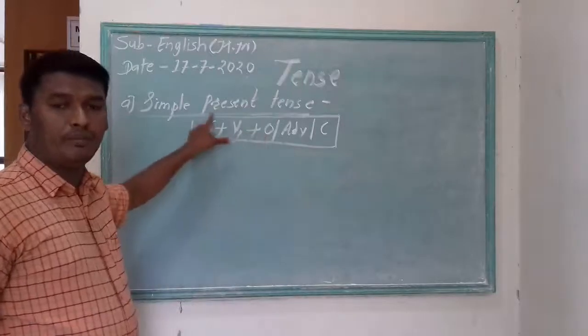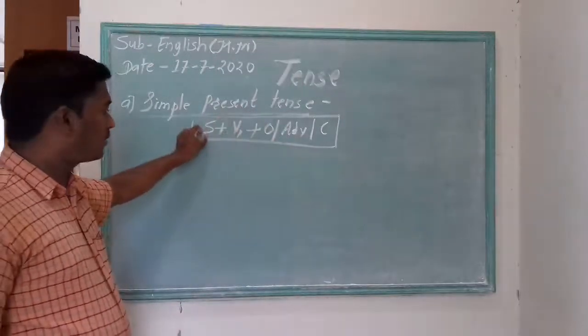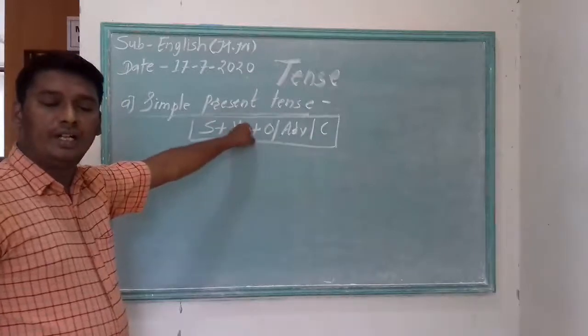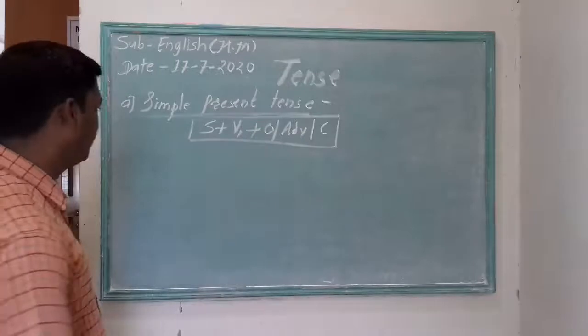Below that information, write down the structure by red pen and box it. Then take examples in blue pen.